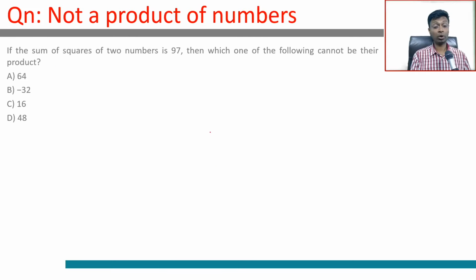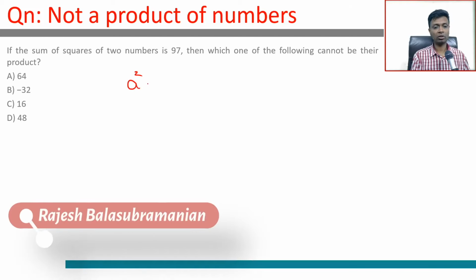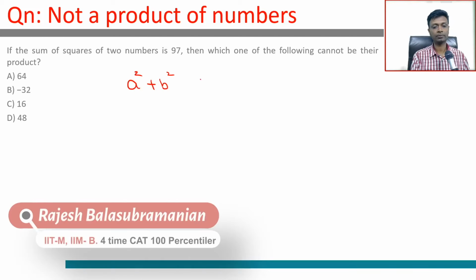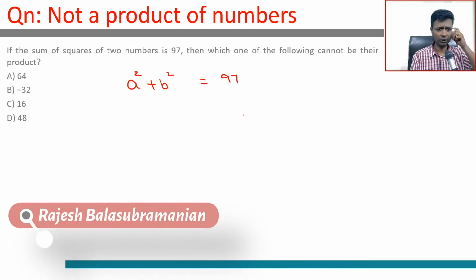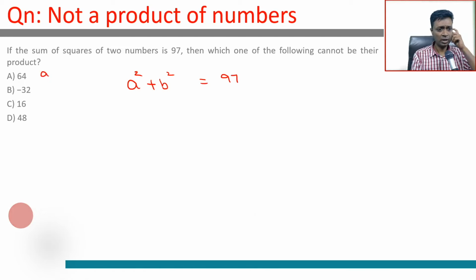So the sum of the squares of two numbers is 97. Then which of the following cannot be their product? a square plus b square equals 97. Fine. Very interesting. Here we're talking about ab.